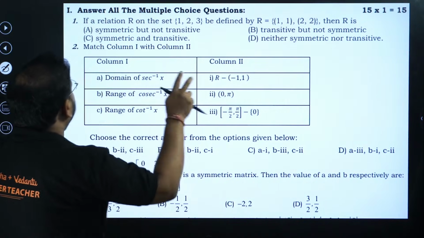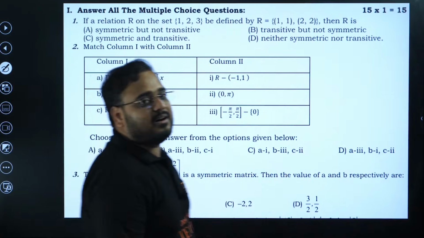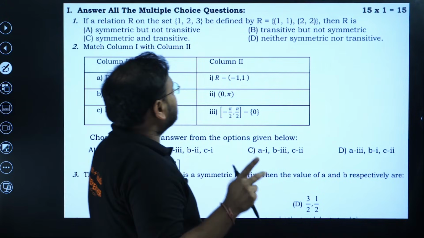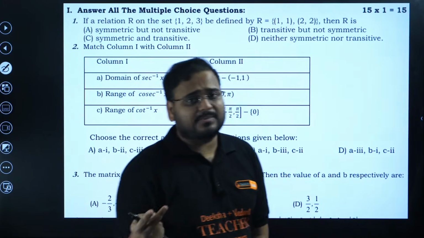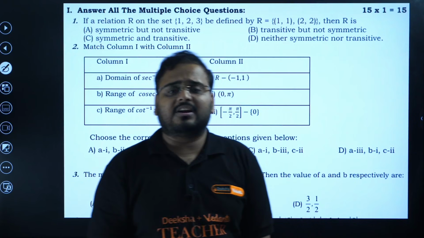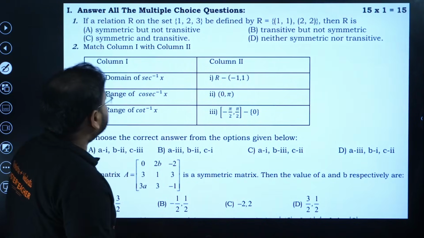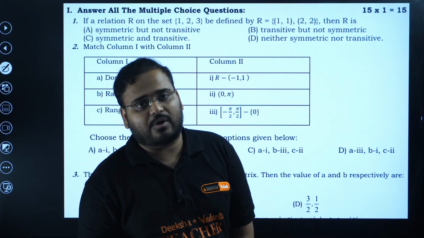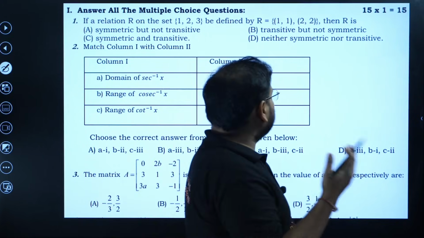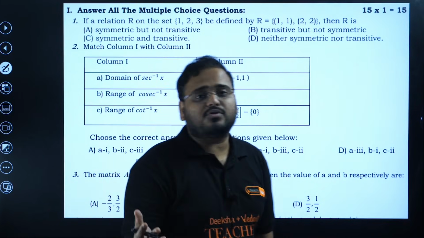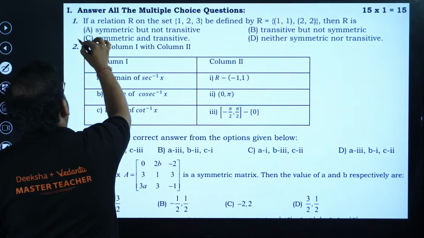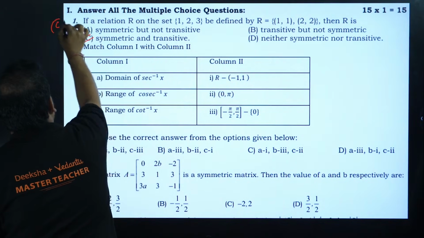First question: if a relation R on a set {1, 2, 3}, meaning the elements of the set are 1, 2, 3, is defined as R = {(1,1), (2,2)}, then R is what? It is symmetric, because (1,1) and (2,2) are symmetric relations. It is also transitive, because (a,b),(b,c) always holds here; we don't have to check for (a,b) as there is no such pair already. So the given relation R is both symmetric and transitive. Option C.